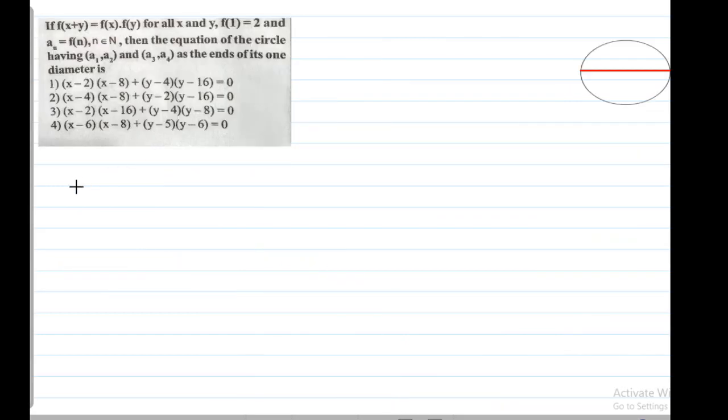Okay students, here f of x plus y equal to f of x into f of y. A functional equation is given: f of x plus y equal to f of x into f of y for every x, y belongs to capital R maybe. And what is given? f of 1 equal to 2 is given. So one more thing is given here. What is that? a suffix n equal to f of n.